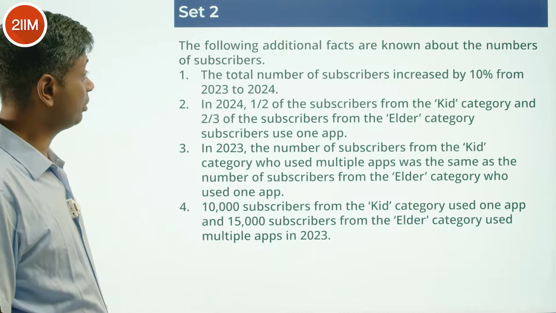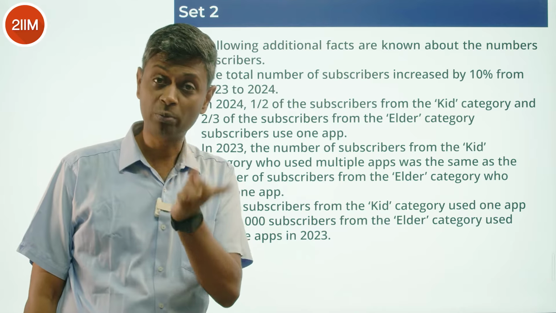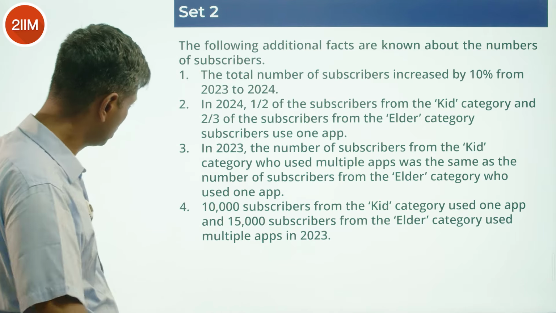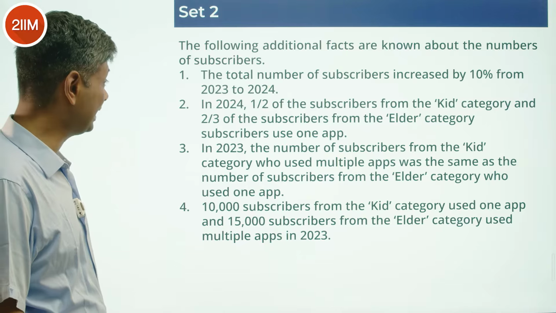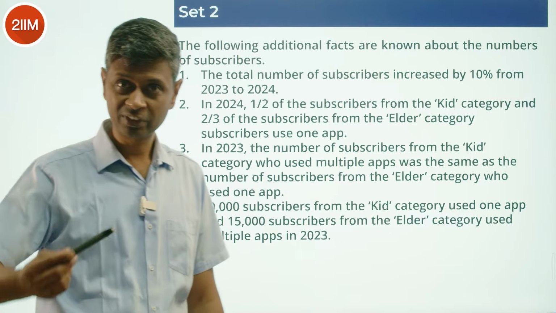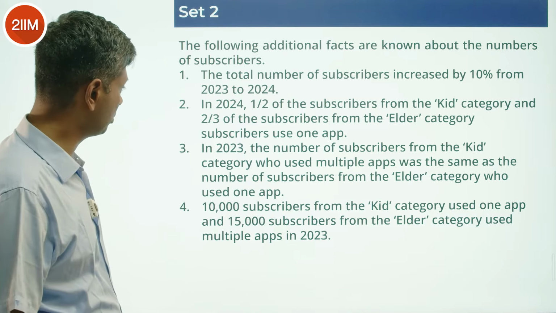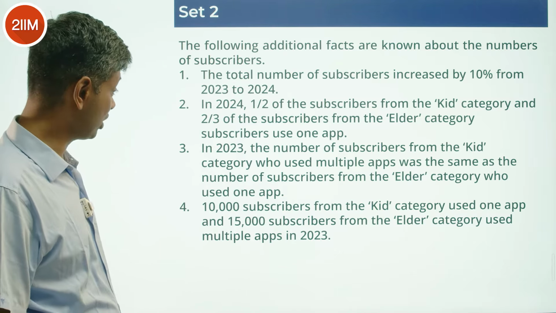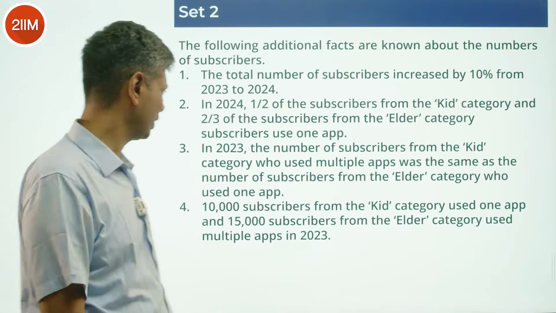The total number of subscribers increased by 10% from 2023 to 2024. Nice, 2023 is X, 24 will be 1.1X. In 24, half the subscribers from the kid category and 2/3 of the subscribers from the elder category use one app. Others use more than one app. In 23, the number of subscribers from the kid category who used multiple apps was the same as the number of subscribers from the elder category who used one app. Okay, I'll have to keep this in mind.